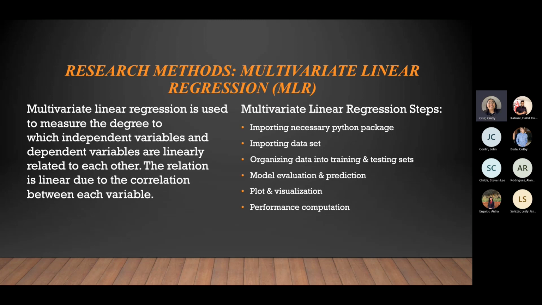to execute a multivariate linear regression, we use a measure of the degree to which the independent variables and the dependent variable are linearly related to each other. The relation is linear due to the correlation between each variable. Now we do take into account those 13 predictors and that one dependent variable.